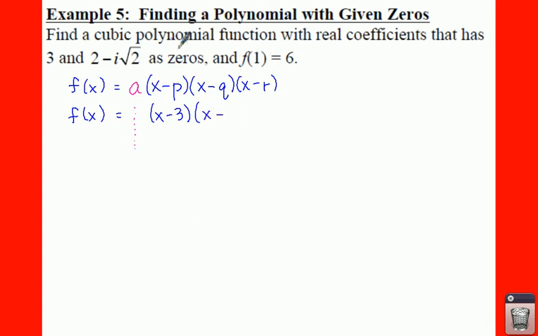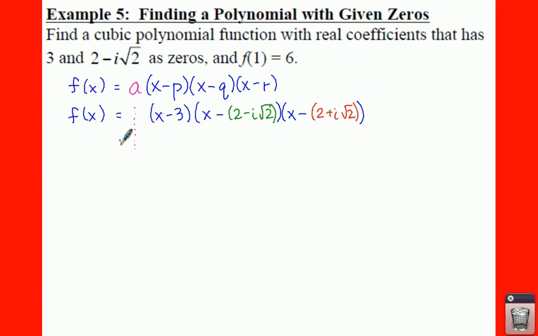x minus, now q is going to end up being 2 minus i radical 2. And then for the last one, the r, we're going to have x minus 2 plus i radical 2. That was not given to us, but we know that if we have a complex root, we're going to have 2 roots. The big thing is, this looks a lot worse than what it is. You can rewrite them as difference of squares.